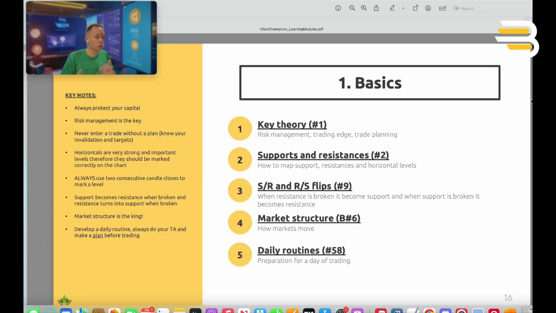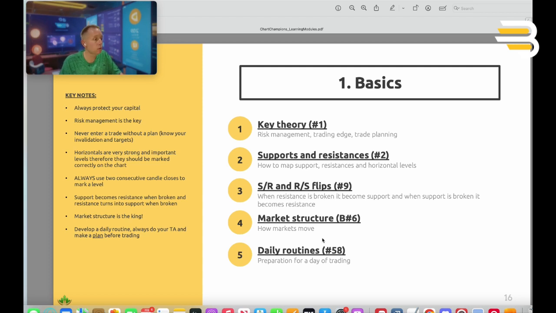Okay, so that was a little bit of what we covered in the prior week. Hope some of y'all are still hanging in here. So let's start getting into more meat and potatoes here. Basics, key theory, risk management, trading edge, trading plan. What we're about to go into, guys, is putting some of this first part together, and a little bit of discipline.